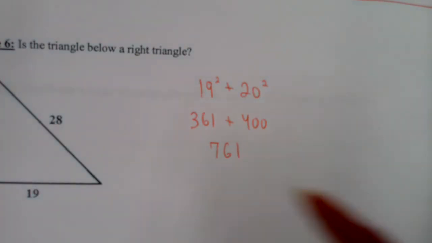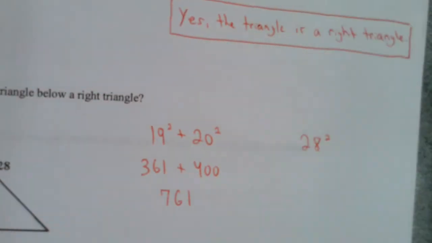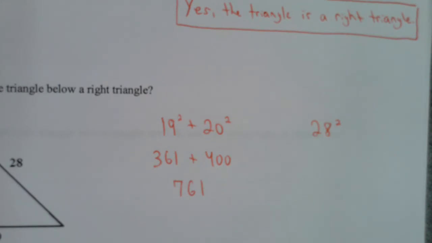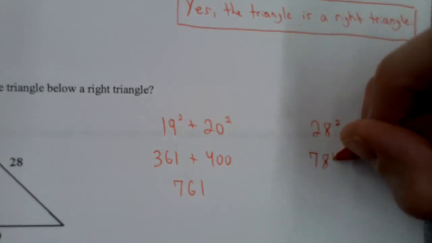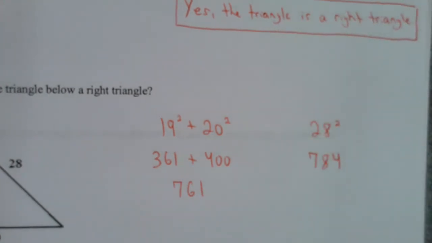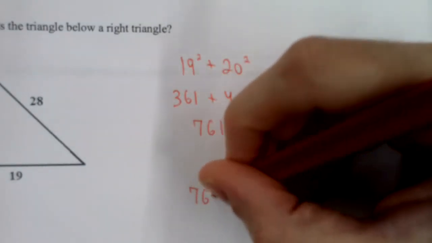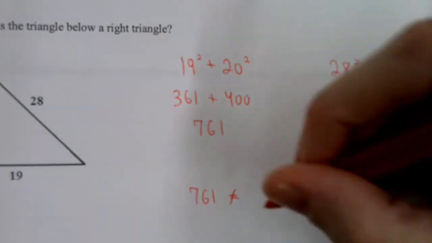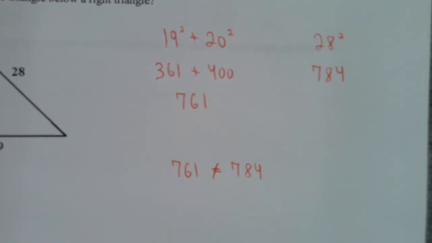Then take the biggest side of the triangle, in this case 28, square that. Gives you 784, I think. Yes. So these are not equal, so the answer is no. Okay, so 761 is not equal to 784. So no, the triangle is not a right triangle.